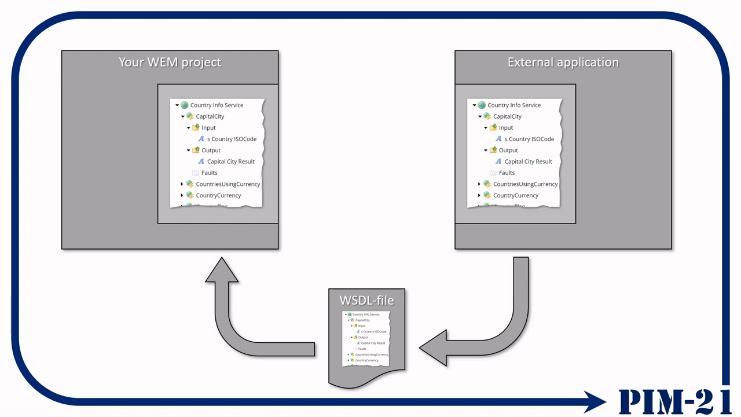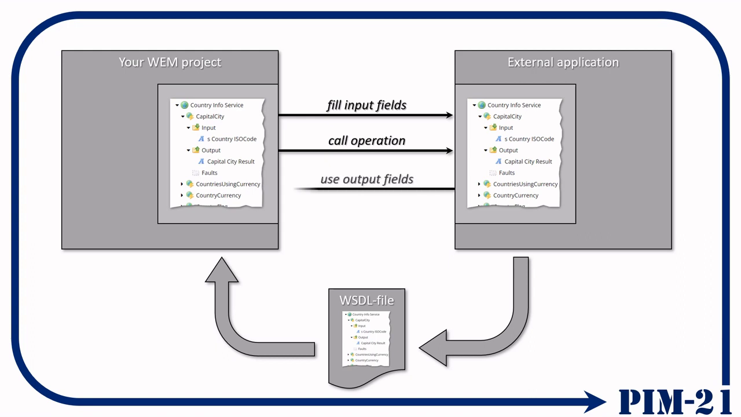When calling a web service, you need to use a three-step approach. First, you fill the input fields of the web service. This way you provide the external application with data it needs to use when executing an operation. Next, you call the operation. This will invoke the application logic in the external application. As a result, the output fields will receive the appropriate values. And finally, you access the output fields. This way, you can use the delivered results by the web service in your WEM application.